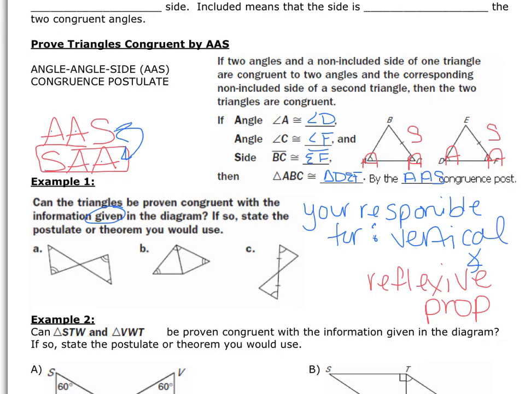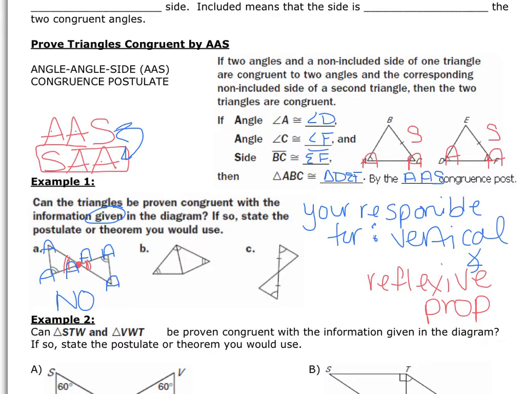All right, so in A, I see right away that these triangles are sharing a vertex, so it's my job to mark those vertical angles congruent. Now I'm going to look at the pieces that I have on this triangle. I have an angle, another angle marked congruent, and a third angle marked congruent. Angle, angle, angle. Well, AAA is not one of our postulates or theorems we could use, so no, these triangles cannot be proven congruent. So AAA is not one.